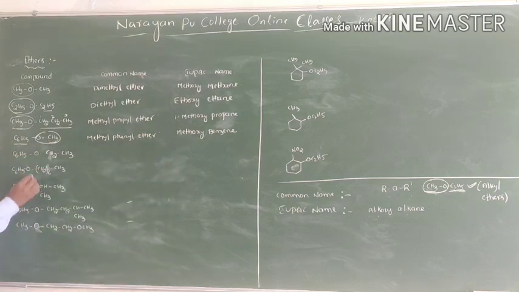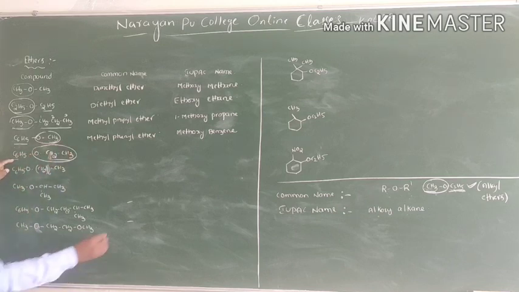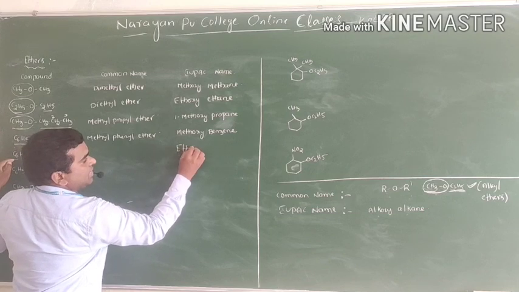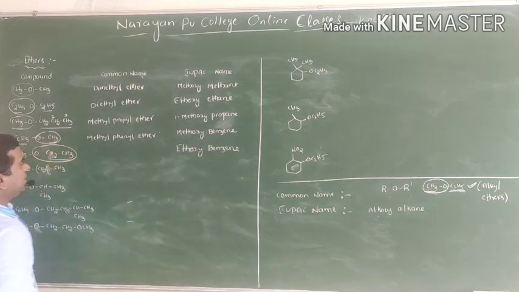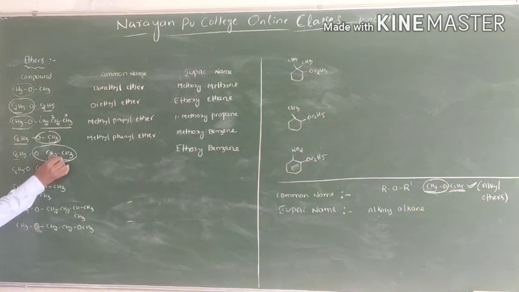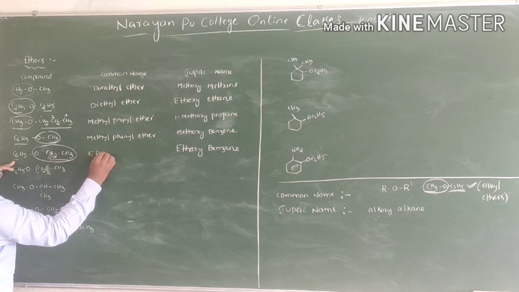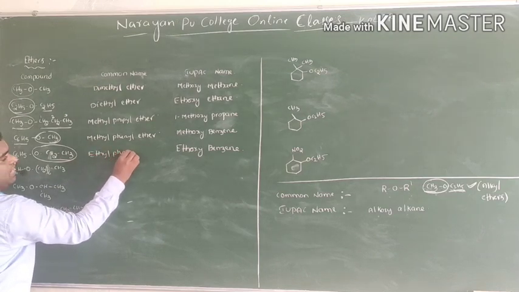Same thing here: 6 carbons and 2 carbons. The small one is ethoxy, so the name is ethoxybenzene. But the common name, ethyl and phenyl, ethyl comes first: ethyl phenyl ether.